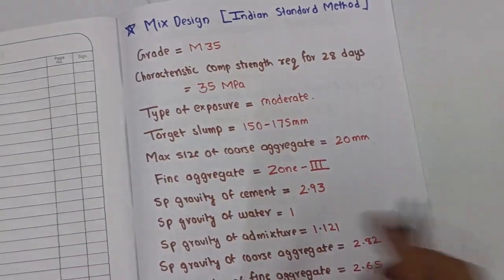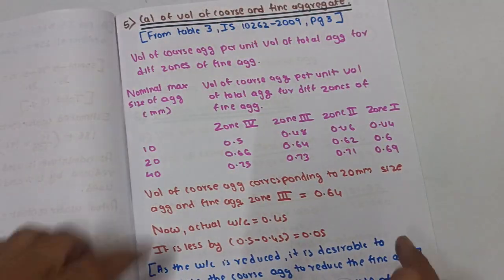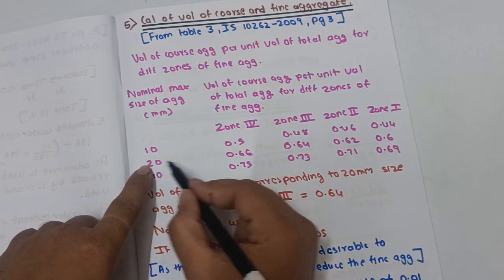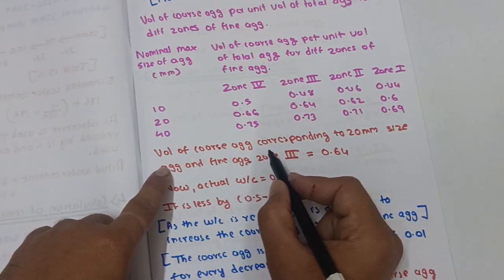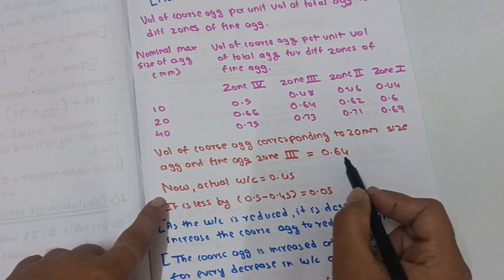Our zone is zone 3. So you have to look into zone 3, and size of aggregates is 20 mm. We get 0.64. Volume of coarse aggregates corresponding to 20 mm size aggregate and fine aggregate zone 3 is 0.64.